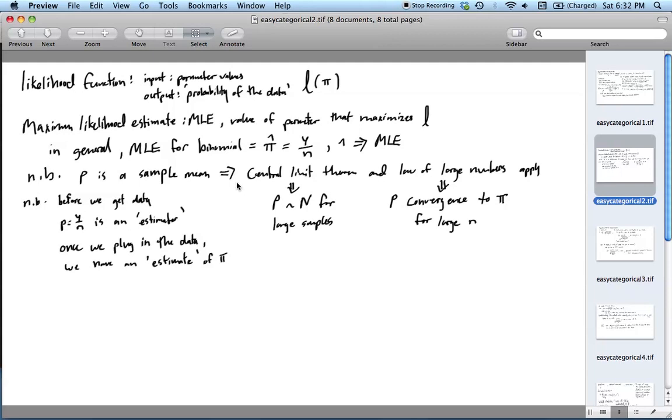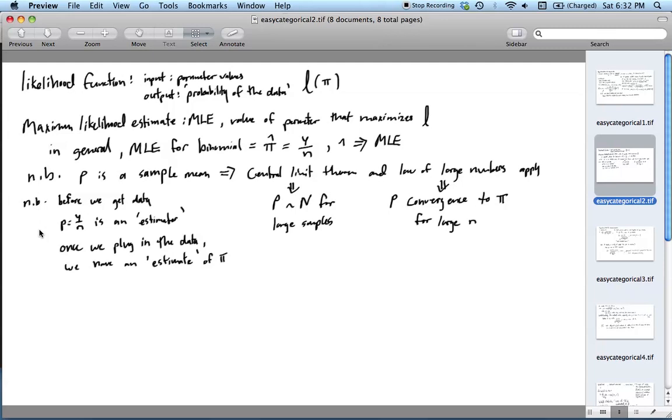The central limit theorem is saying that for large samples, the distribution of P is going to be approximately normal. And the law of large numbers is telling us that for a large sample size, P itself is going to converge to the parameter value pi.